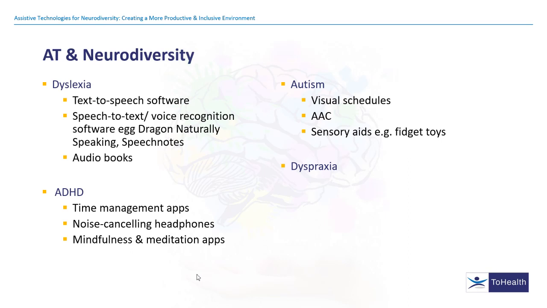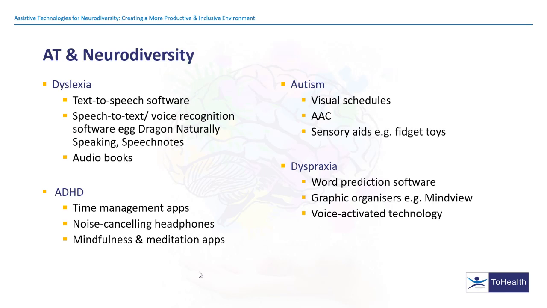For dyspraxia, you can think about word prediction software. This software suggests words as the user types, which can help with spelling and reduce the need to type every letter, for instance. Examples of word prediction software include things like Co-Writer or WordQ. Graphic organizers are visual aids that can help individuals with dyspraxia, as well as the other neurodiverse conditions, to organize their thoughts and ideas more effectively. And examples include MindView.